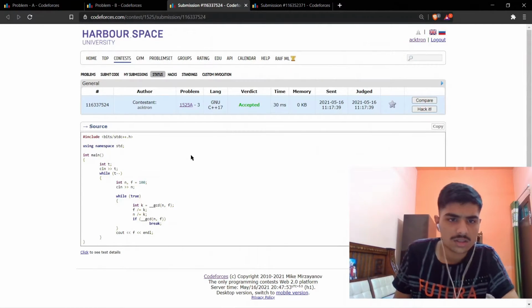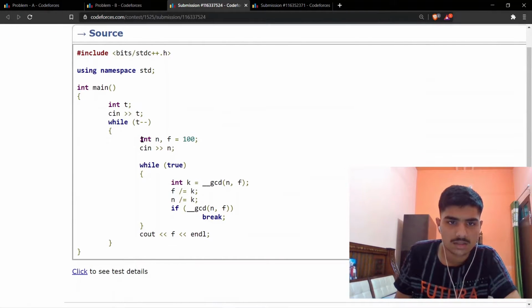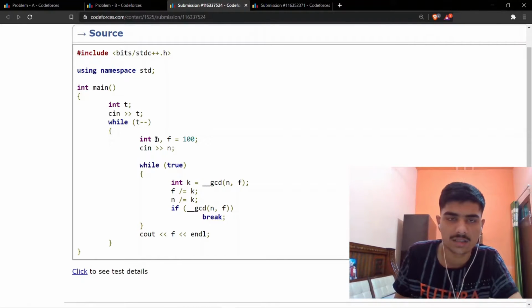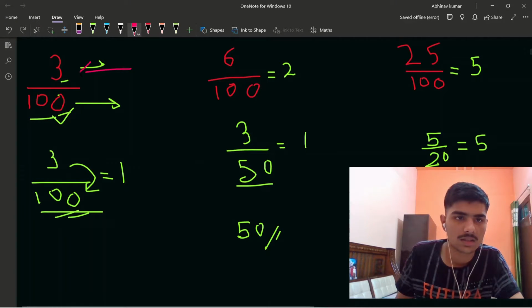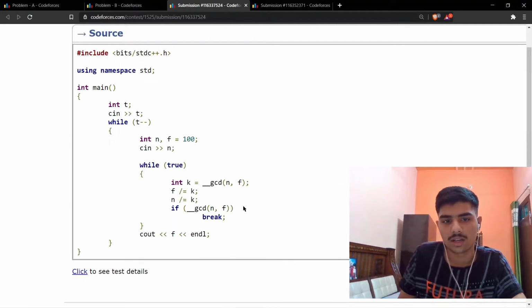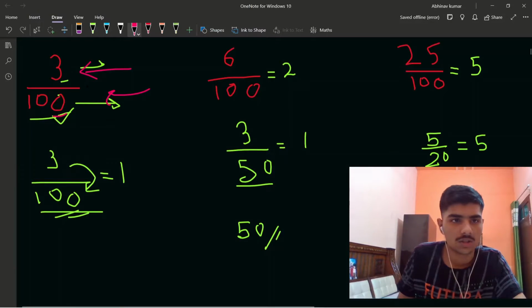Okay, so this is the simple logic for this problem, right? We are inputting test cases, and then f is 100, f is the denominator, and n is the number. Basically this is n and this is f. 100 is f. Okay, so while true, that means while I am not doing any precondition, k is going to be GCD of n and f, GCD of this and this.